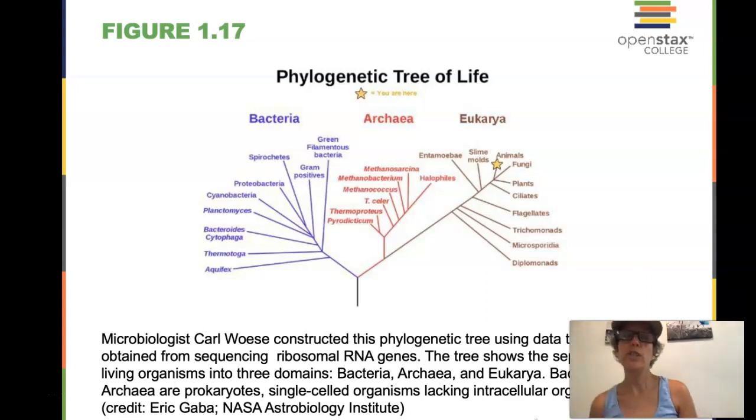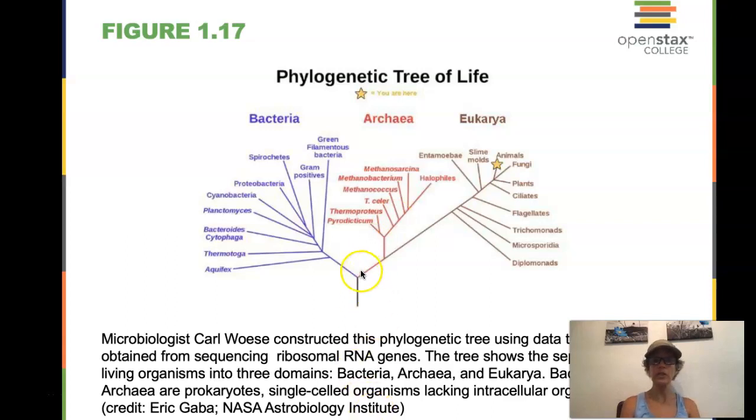This phylogenetic tree of life, we have a "you are here" star. We're out here on the branch that says eukarya. And there are two other branches, the bacteria and the archaea. That means the ancient ones. Now, a phylogenetic tree, the closer two branches are to each other means the closer they are evolutionarily, which means the closer they are in geologic time.